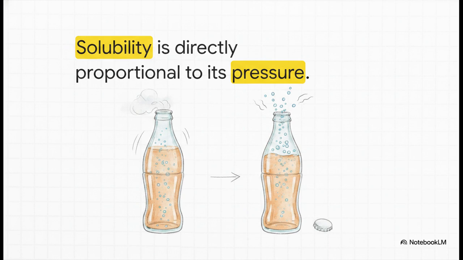Think about a standard bottle of soda. Why is it packed under such high pressure at the factory? Because, according to Henry's law, forcing it under high pressure forces the carbon dioxide gas to dissolve right into the liquid. The very second you twist off that cap, the pressure drops, the solubility drops, and all that trapped gas aggressively escapes as fizzy bubbles.